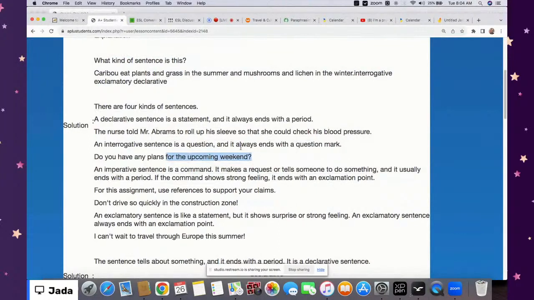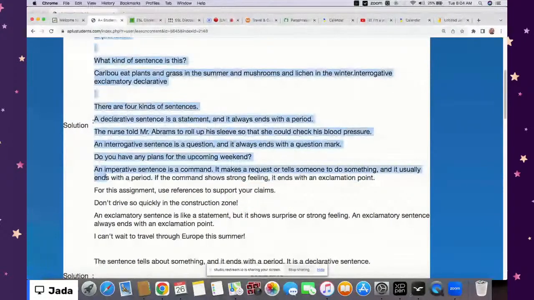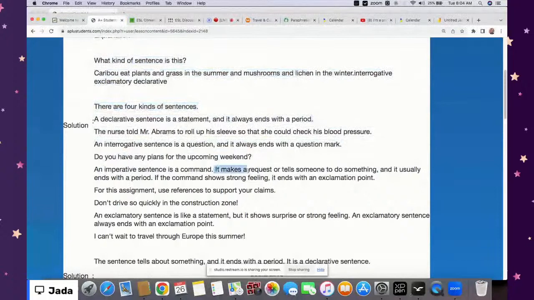So, an imperative sentence is a command. When we say imperative, we mean command. It makes a request of someone to do something and it usually ends with a period. If a command shows a strong feeling, it ends with an exclamation point. Okay, so if it's showing a very strong feeling, it ends with an exclamation point.